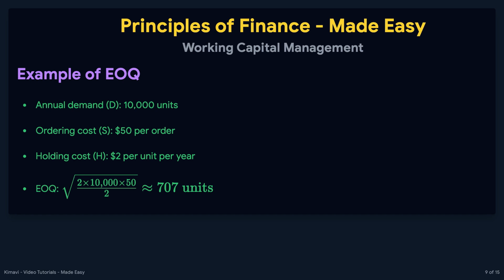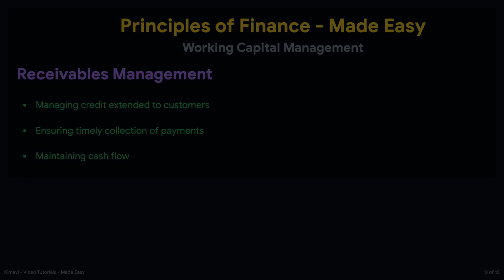For example, a manufacturing company uses the EOQ model to determine the optimal order quantity for raw materials. Suppose the annual demand is 10,000 units, the ordering cost is $50 per order, and the holding cost is $2 per unit per year. The EOQ is calculated as the square root of 2 times 10,000 times 50 divided by 2, which is approximately 707 units. By ordering 707 units each time, the company minimizes its total inventory costs.